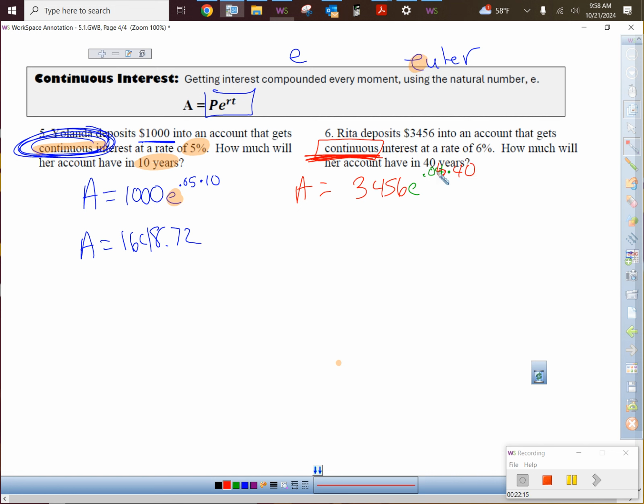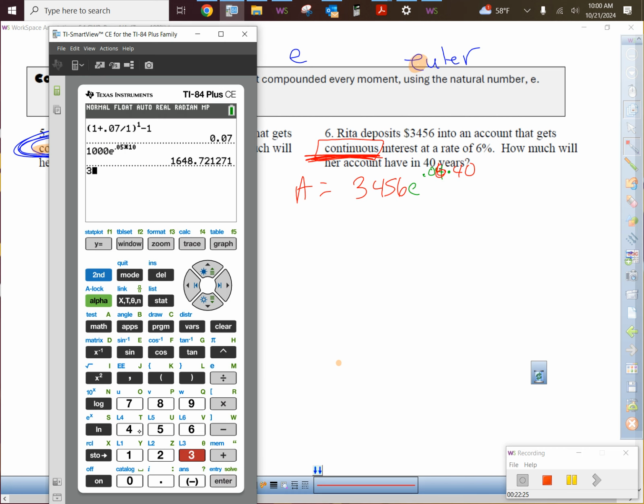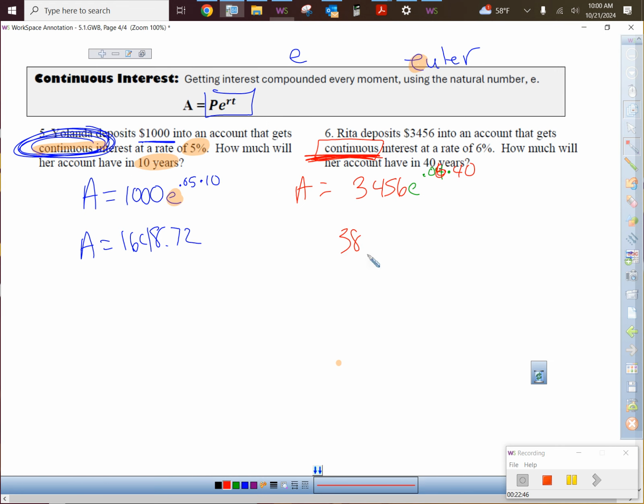I don't know why that says a 4, but it's supposed to be 0.06. We got 6% interest, which is better than average, right? And we have a juicy amount of time right here. So we'll punch it in. 3,456 times E to the 0.06 times 40. If you wanted to figure that out ahead of time, you could. But bada boom. $38,096.10. If you have questions, you come see me.